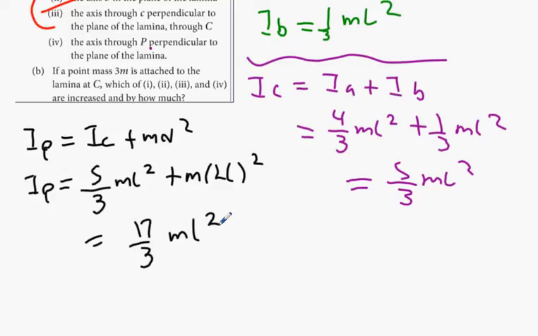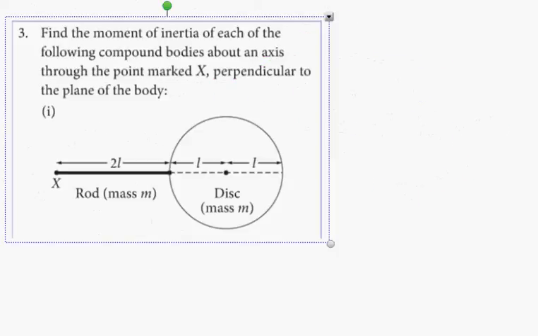Now we're going to go to some composite bodies, I think. Something like this. A composite body. Okay, so you have a CD at the end of a rod. Find the moment of inertia of each of the following compound bodies about an axis through the point marked X, perpendicular to the plane of the body.